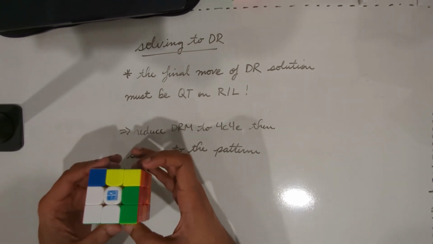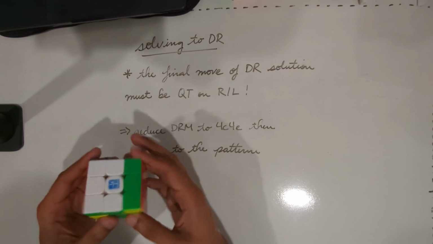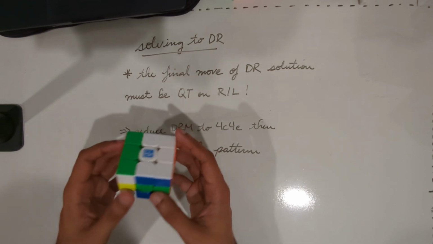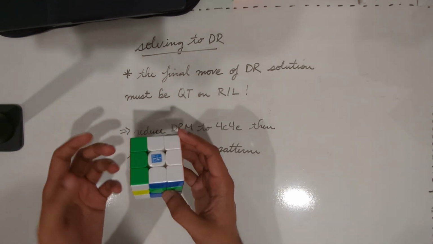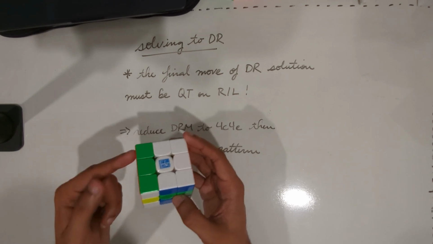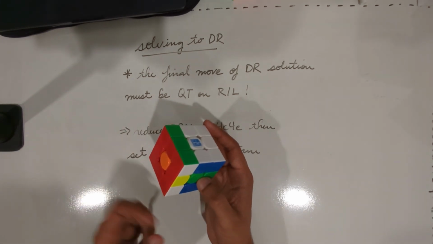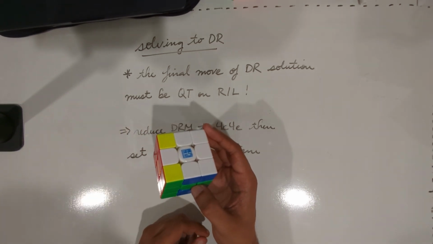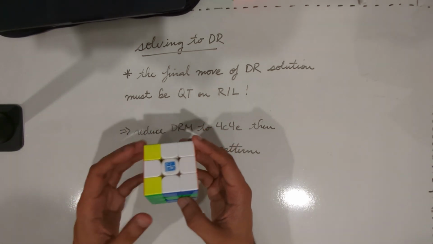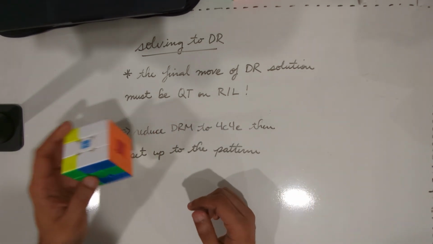For example, even if it looks something like this, we see that the exact pieces are different, but this is still a DR bar, this is a bar as well, and these two are bad edges that are sitting in the E layer. So if we do a quarter turn, this time on L, we end up with a DR state.